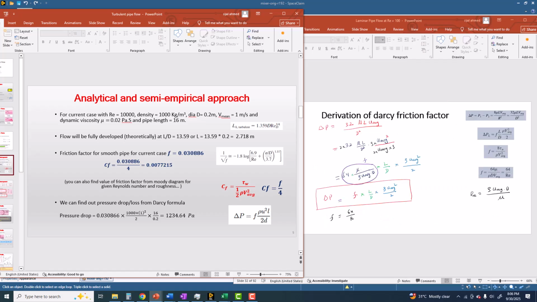So what we change here, if you take a look, this is the same: f into L by D into density velocity squared divided by 2. The small d is shown here, this is capital D. The small l shown here is the capital L, the same length of the pipe and diameter.